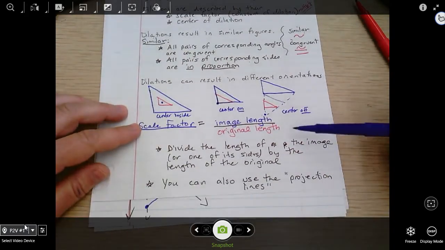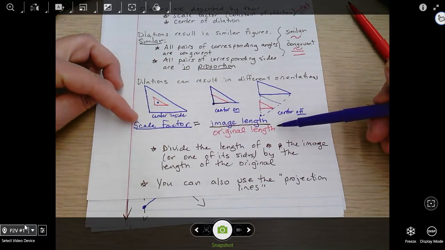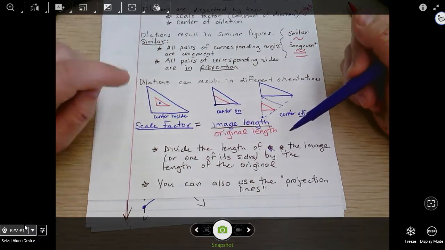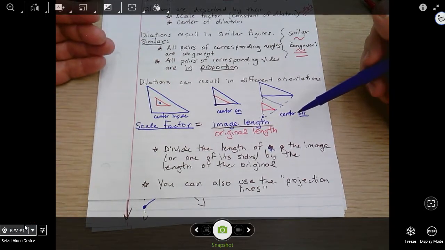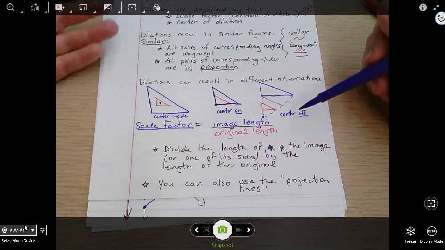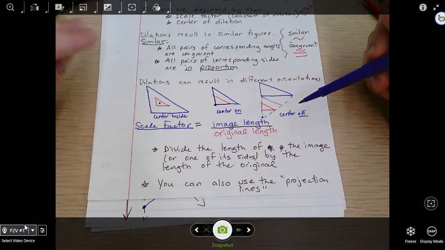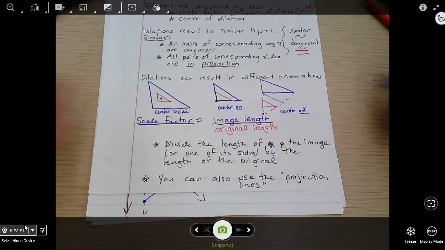The scale factor is always given by the image length divided by the original length. Okay, you divide the length of the image by the length of the original. Now, if the image is smaller than the original, then you're going to get a fraction or decimal that is less than 1. And that's okay, but not a negative number. A negative number would do more than just dilate. It would change the position a little bit more.